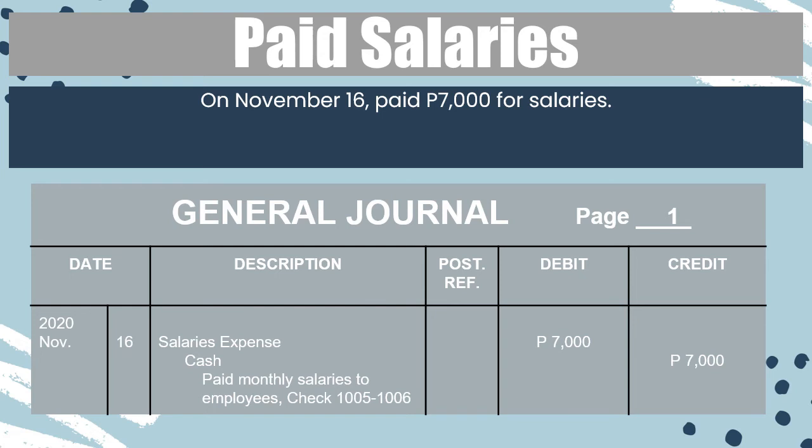So here, nag-increase ang salaries expense natin, kaya ito ang nasa debit side or nasa debit column, which is amounting to 7,000 kasi nagbayad tayo. So, nagkaroon tayo ng salaries expense at dahil nga nagbayad tayo, nabawasan or nag-decrease ang cash natin, which is asset, kaya ito ang nakalagay sa credit side or credit column natin, which is amounting to 7,000 pesos. So, paid monthly salaries to employees. That is the simple explanation of this transaction.